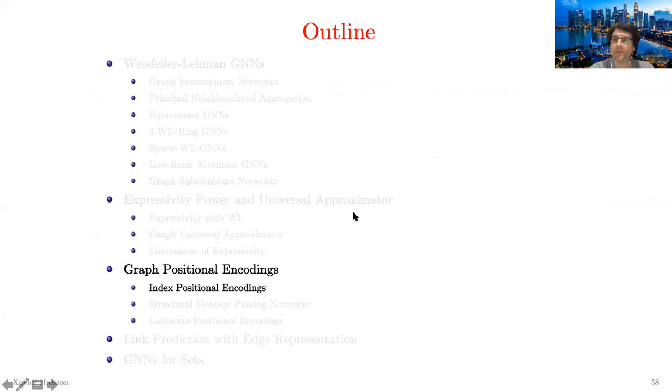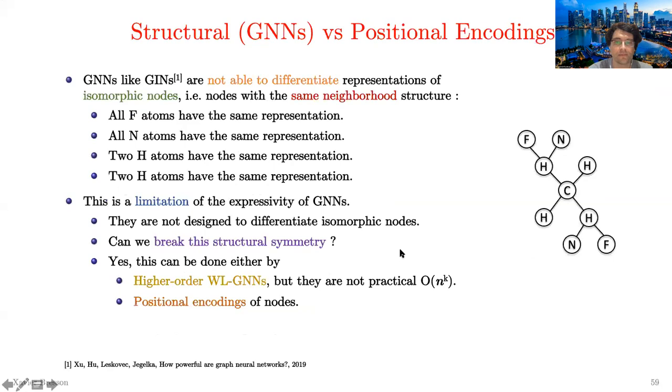All right, so now let's talk about graph positional encoding. So let me talk about structural encoding and positional encoding. So structural encoding means basically GNN encoding, so the features computed by the GNN. So there is a limitation with any standard GNN. They are not able to differentiate the representation of isomorphic nodes. Okay, what is an isomorphic node? It's basically a node which has the same neighborhood.